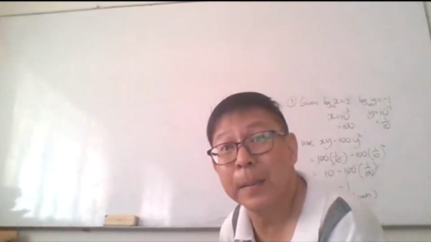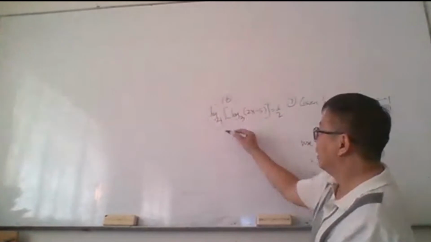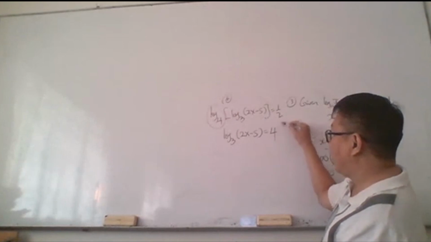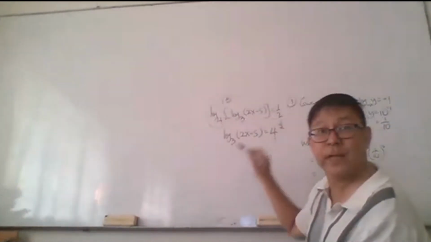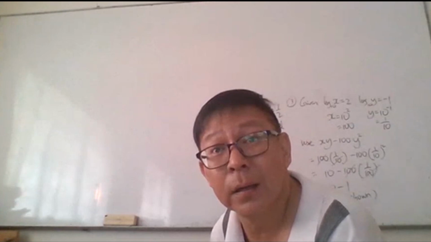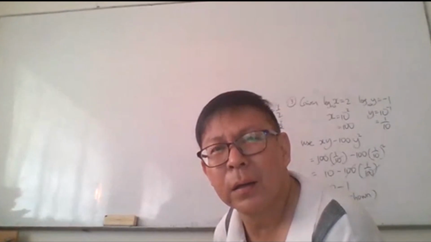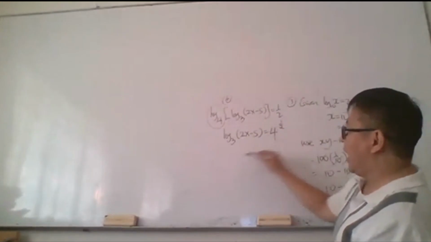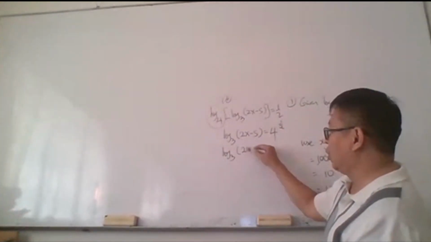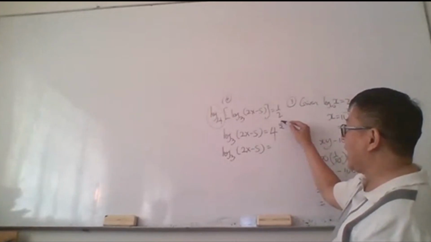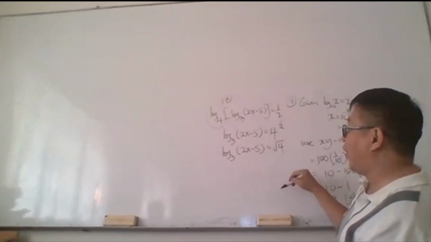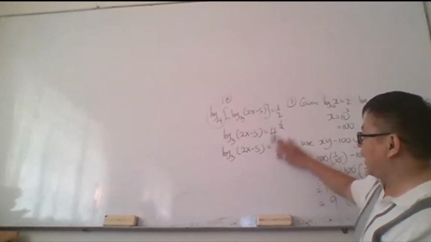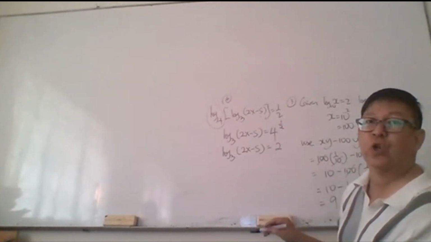So log 3 of (2x minus 5) will be 4 to the power of half. Because we know that 1 over 2 refers to the square root of 4, you can straight away give the answer of 2.